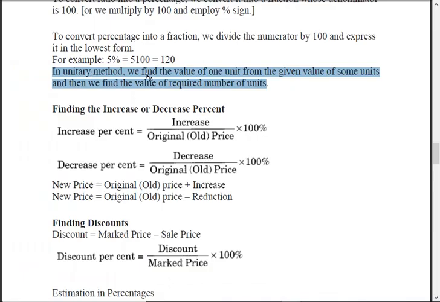In the unitary method, find the value of one unit from the given value of some units, and then find the value of the required number of units. Suppose I tell you to find the value of 10 bags of sugar, what will you ask me? Give me the price of 1 bag of sugar. So 1 into 10, right? Find 1 and then multiply.